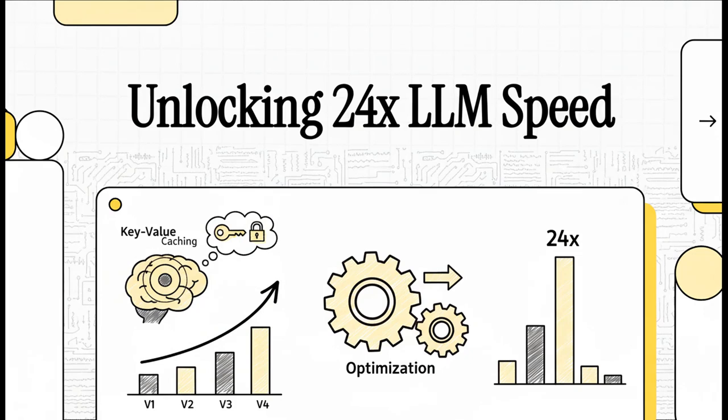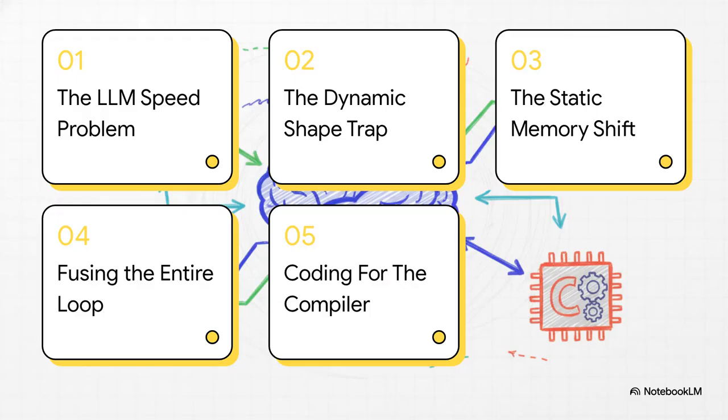All right, today we're doing a deep dive into a really impressive LLM optimization. We're talking about a 24x speedup, and it all comes down to how you handle the key value cache. We're going to walk through the 4 different versions of the code step by step to see exactly how they pulled this off. So, here's the plan.